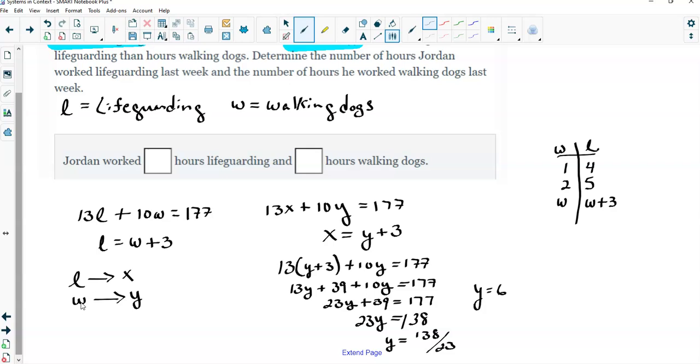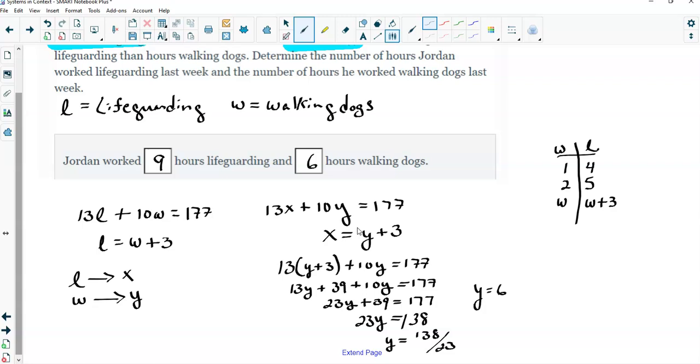Since y is W, Jordan worked walking dogs 6 hours right there. So I already have W. You see, I already have the walking the dog. Now, lifeguarding, I just need to plug that back here. So 6 plus 3. 6 plus 3 is 9. So that means 9 hours lifeguarding. And I did it like that.